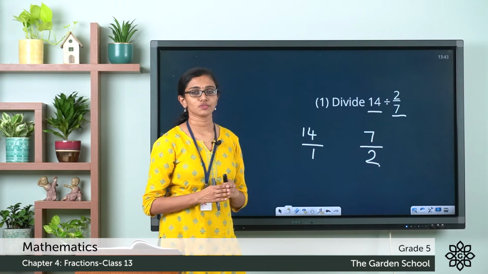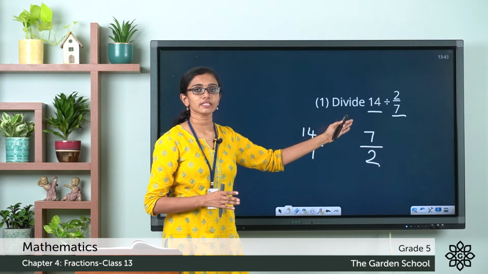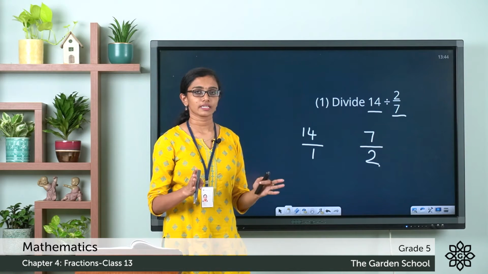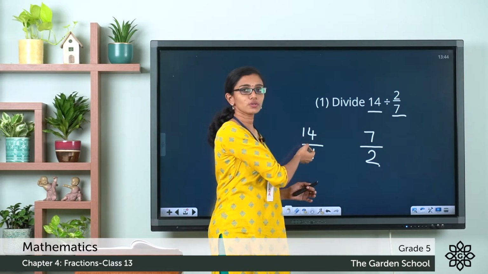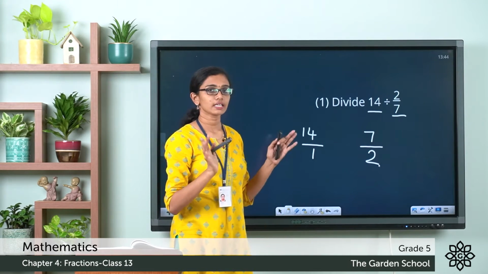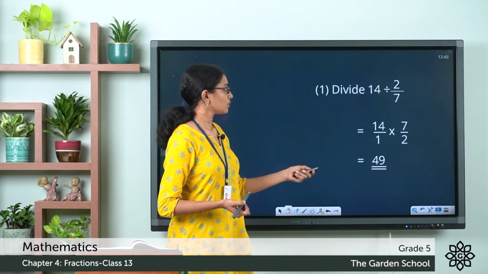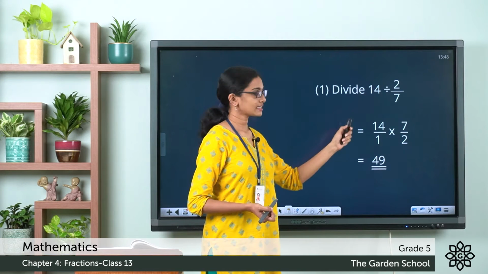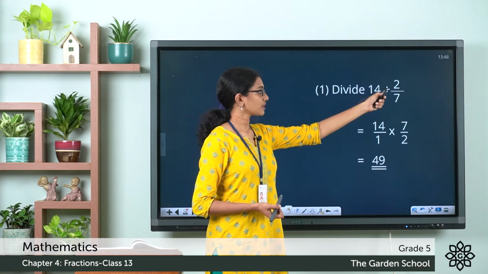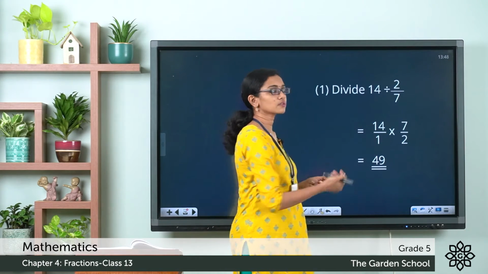Now to proceed with this division, you have to multiply the dividend fraction by the multiplicative inverse of the divisor. That is, first we changed the dividend also into a fraction, then we take the multiplicative inverse of the divisor, then multiply the two fractions. So let's see the steps once again. Here the whole number 14 is written as a fraction with denominator 1, and the divisor is a fraction, we took its multiplicative inverse which is 7/2. Then we take the product of the two fractions.